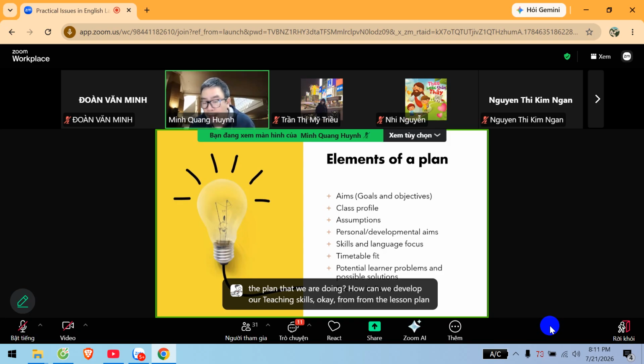And then you have information about the language that you are teaching, okay? What skills are you focused on? What aspects of the language are you focusing on? The timetable fit, how does it fit in the timetable? How long is the lesson? How long is each activity? And then the potential learner problems and possible solutions, what may go wrong, and what can you do about it? And then the success indicators, okay? How can you tell whether your lesson is successful, whether your students understand the lesson, whether they can do what you want them to do? So these are the elements of a plan.